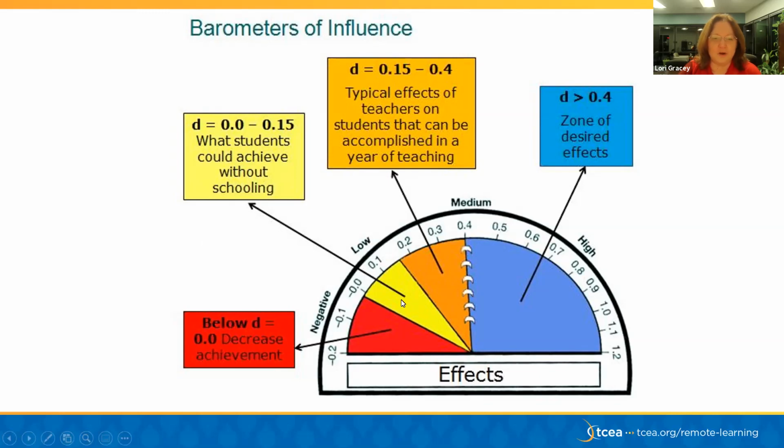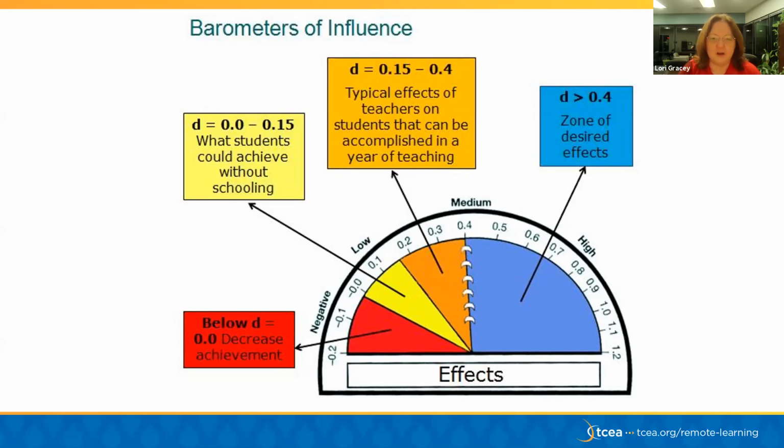In this yellow area is where the effect sizes are between 0.0 and 0.15. So if I had a 0.12 effect strategy, what that would tell me is I'm going to get exactly the same amount of learning out of my students, same amount of achievement as I would if they didn't go to school at all. They just kind of grew and matured a year. Again, not what I'm looking for. That doesn't help us any.